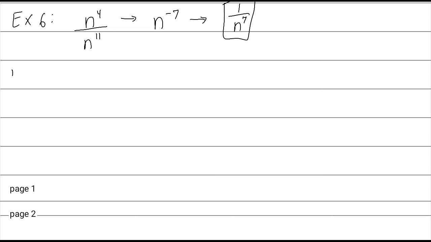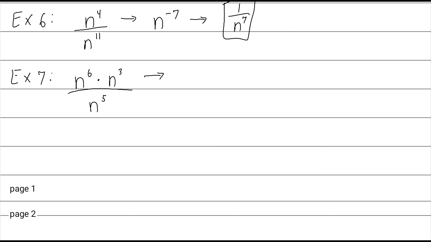Okay, example 7. n to the 6th power times n to the 3rd power over n to the 5th power. All right, got a lot going on here. Now I can break this up into 2 pieces, or I can do it all at once. And I think I'm gonna do it all at once.